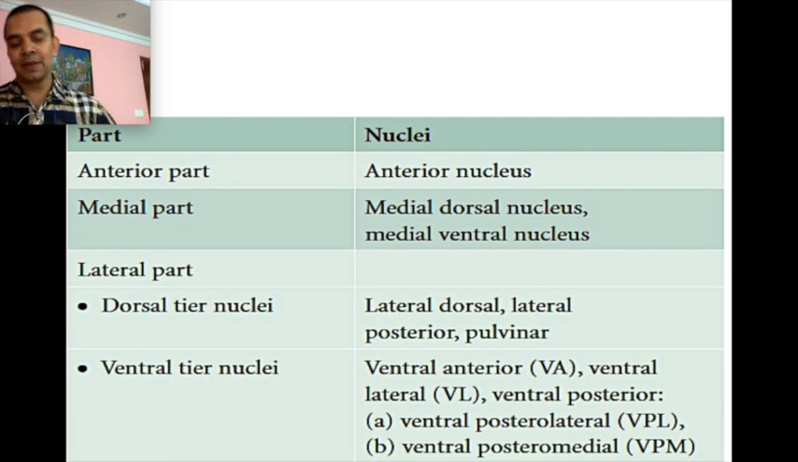Now those white fibers we have seen divide the thalamus into various nuclei. In the anterior part we have the anterior nucleus, in the medial part we have the medial dorsal nucleus and medial ventral nucleus. Similarly, on the lateral side we have the dorsal tier nuclei, which are further subdivided into lateral dorsal, lateral posterior, and pulvinar. In the ventral tier nuclei, which are divided into ventral anterior, ventral lateral, and ventral posterior. The ventral posterior nucleus is further subdivided into ventral posterolateral and ventral posteromedial nucleus.